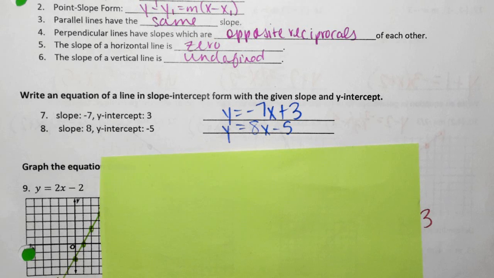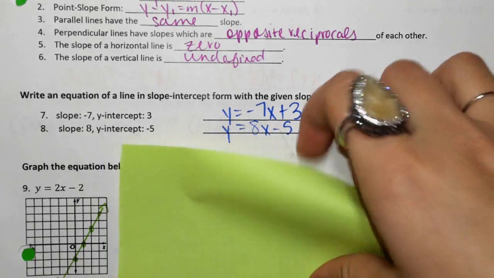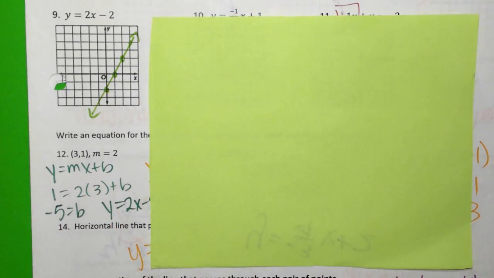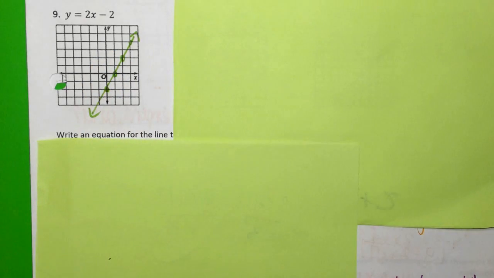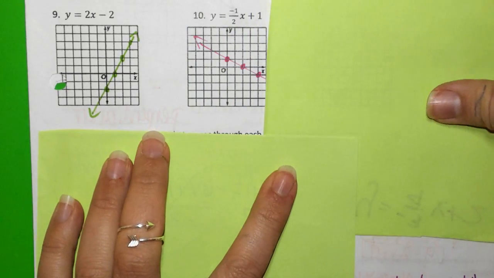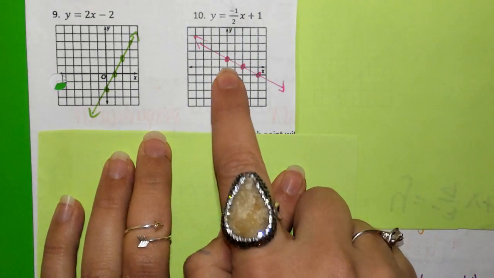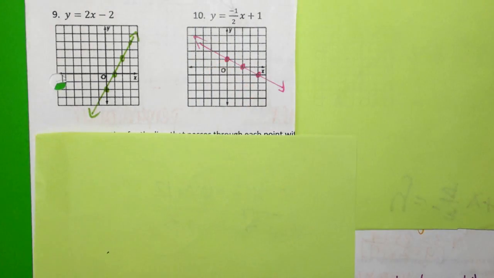Alright, so next you had to graph. Number 9 was already in slope-intercept form, so all you had to do was go down 2, and then up 2, right 1, up 2, right 1. Clap once if you got it right. Number 10, you had to go up 1, and then down 1, right 2, down 1, right 2. Clap twice if you got it right.